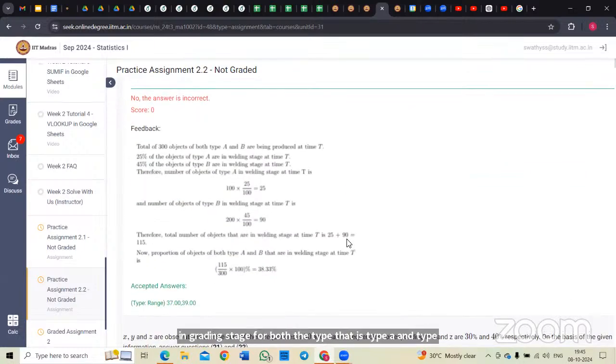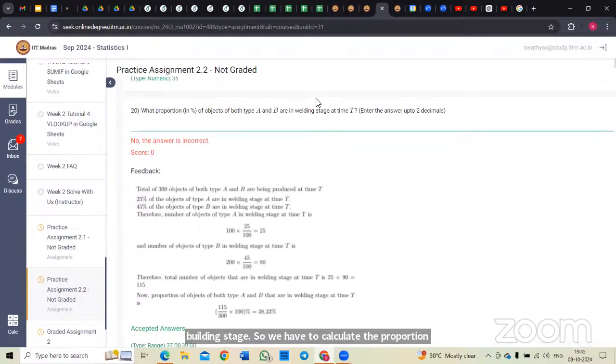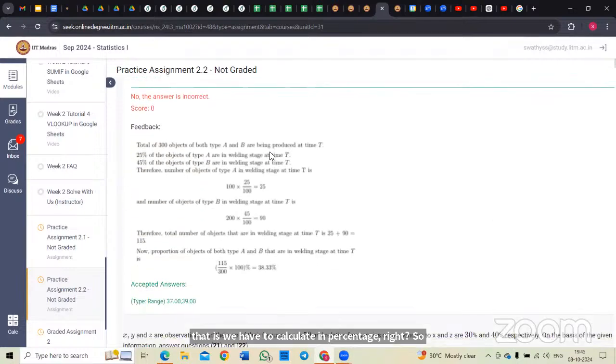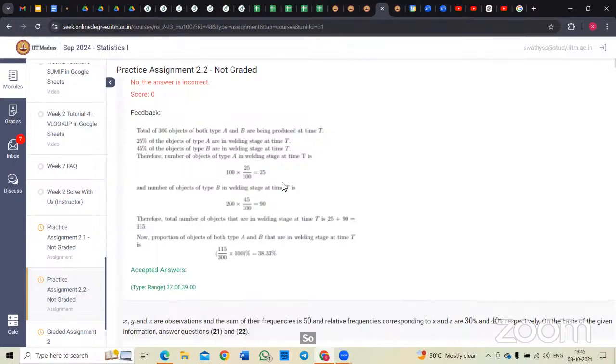Okay. Then question number 20. What proportion of objects of both types are in building stage? So we have to calculate the proportion, that is, in percentage, right? First of all, we will do the same thing as we did in grinding stage. In building stage, it was 25% for type A and 45% for type B. We will calculate the frequency and add them up. Then the proportion will be the frequency, which is 150, divided by the total. The total is 100 plus 200, which is 300.